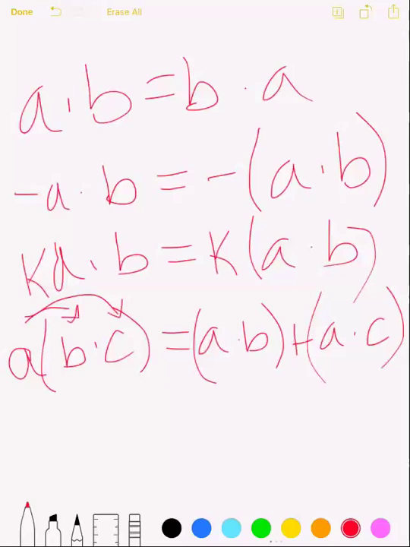Make sense? Yep. Cool. Good talk. Okay, so next page, page 10. I should have set a timer to end class.